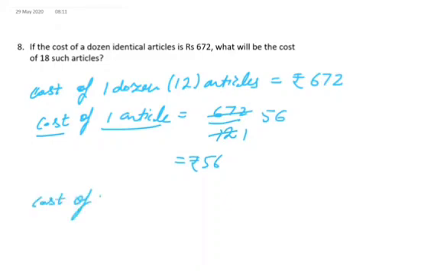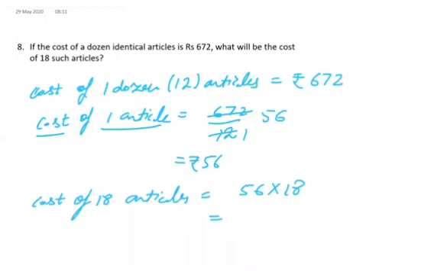So cost of 18 articles is equal to 56 into 18. So what is the answer? 56 into 18? Beta Fatima. Okay, Lavisa, 56 is the cost of one article. Now find the cost of 18 such articles. So in order to do that, multiply the cost of one article, which is 56, by 18.